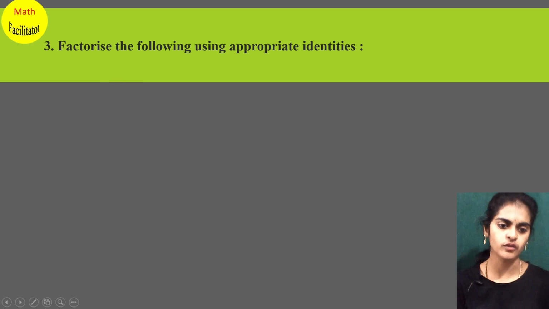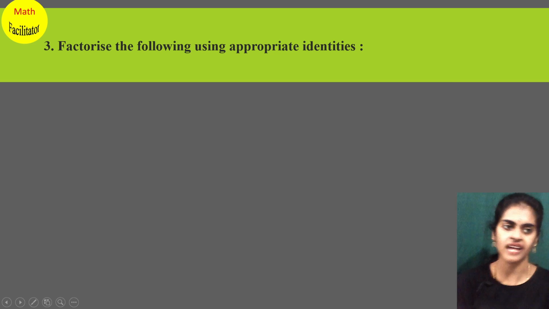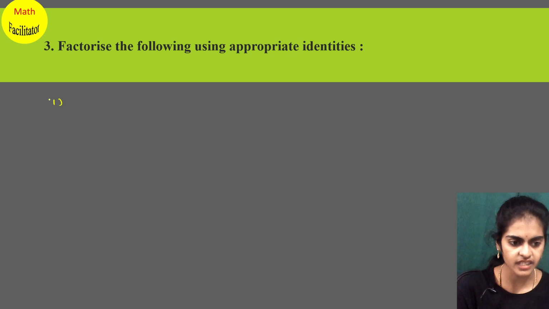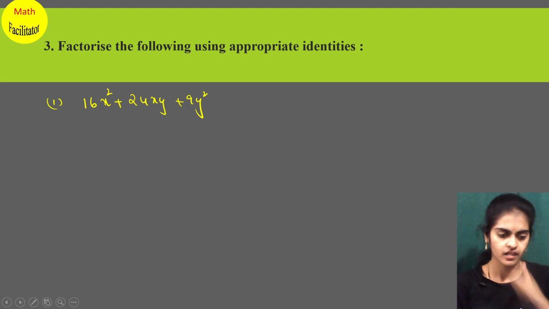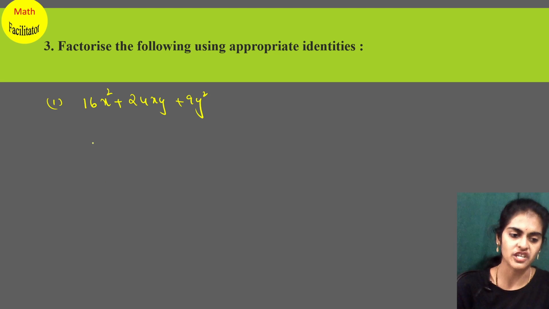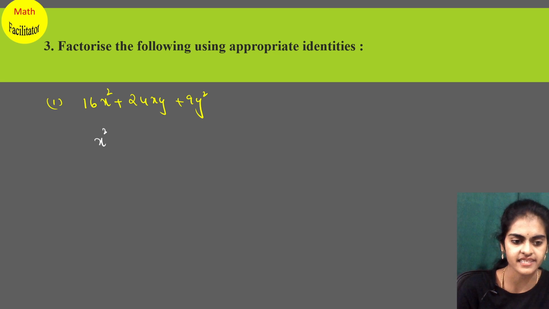In the next question, you need to factorize the following using appropriate identities. You need to factorize the given things. The first bit is 16x square plus 24xy plus 9y square. Now if you just look at this question, it is like x square plus 2xy plus y square. Yes or no? It is like x square plus 2xy plus y square.